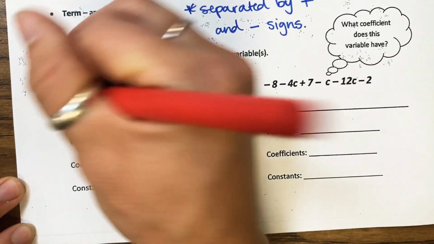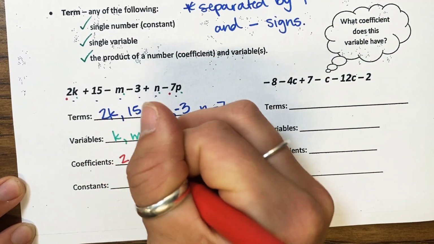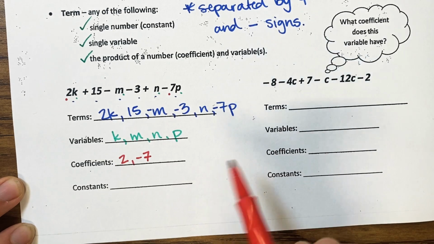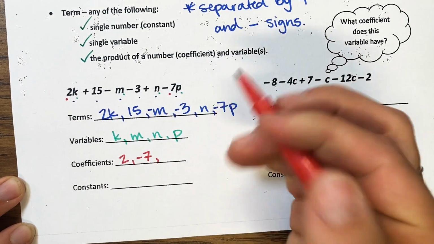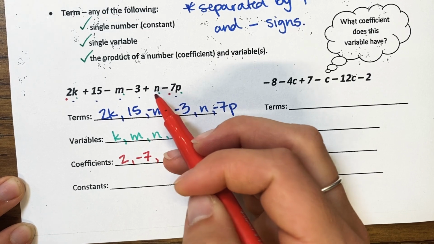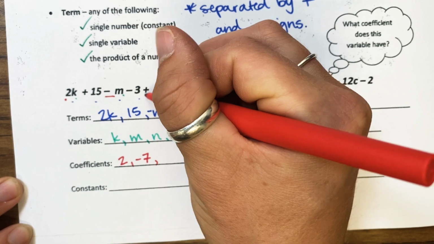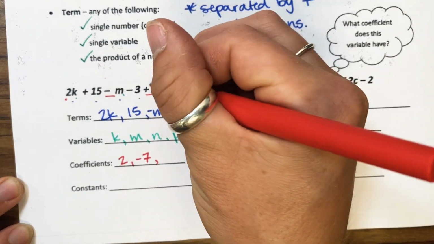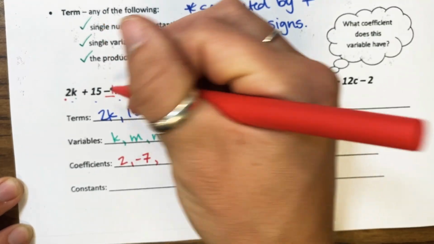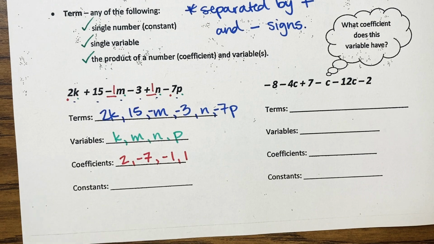Okay, so I see 2 and negative 7. But I also see an n and an m. What coefficients are in front of this n and this m? There's always a 1, and in front of the m, it's actually a negative 1. So we have negative 1 and 1 are also coefficients.